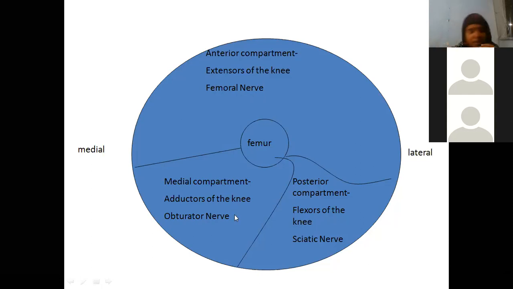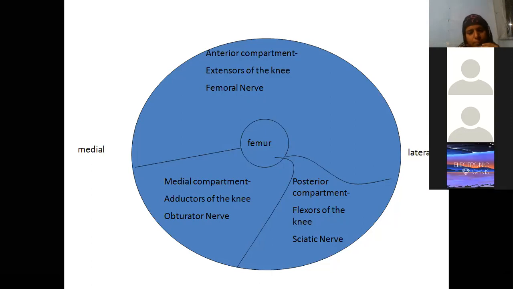Now only Hema is answering. Chavi, can you just name the muscles of the medial compartment? Hema, tell me, beta. Adductor longus, adductor brevis, adductor magnus, gracilis, pectineus. Excellent, Chavi. Very good. All these muscles we are now going to study: origin, insertion, nerve supply, action.